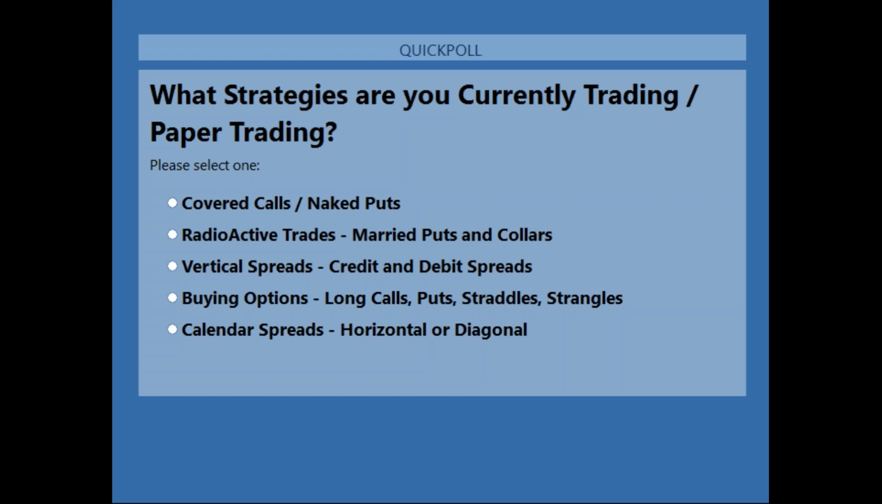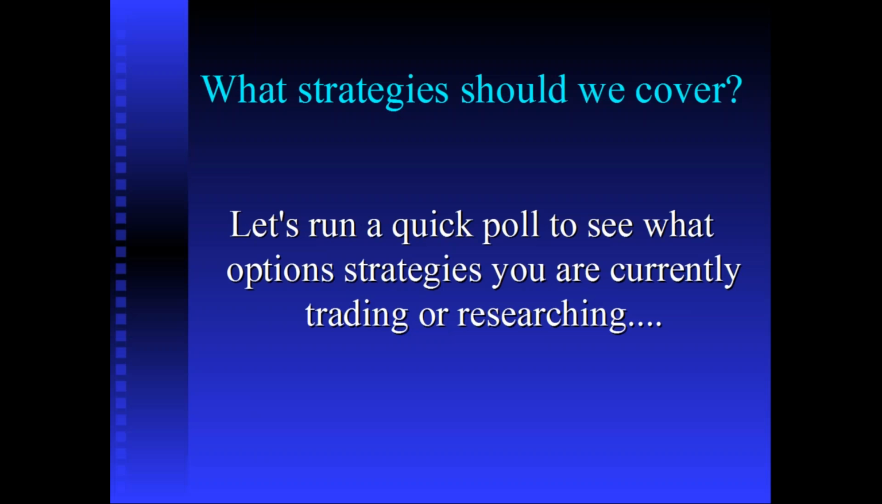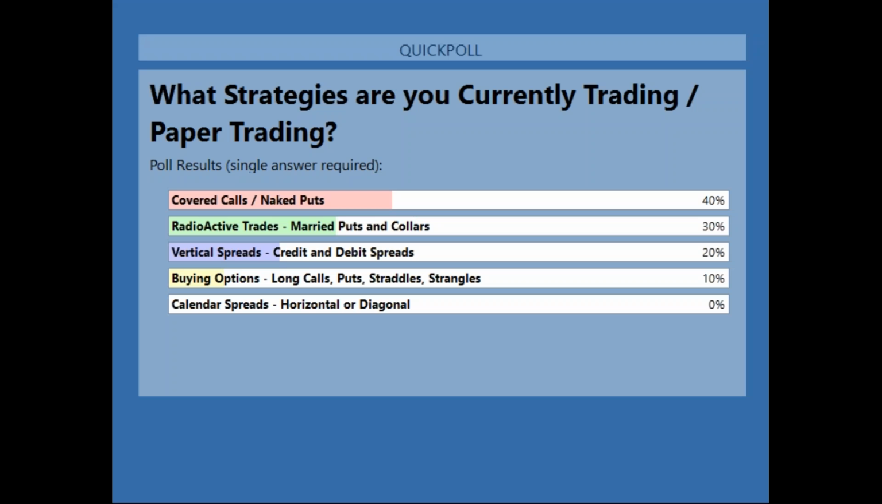All right, ladies and gentlemen, let me go ahead and close the poll and share the results with everyone. Okay, 40% of you are doing covered calls and naked puts. That looks like the highest of today's range. 30% of you are doing protected positions, 20% are doing vertical spreads, and of course 10% of you are doing option buying. Fantastic. It doesn't surprise me that covered calls and naked puts are on top.